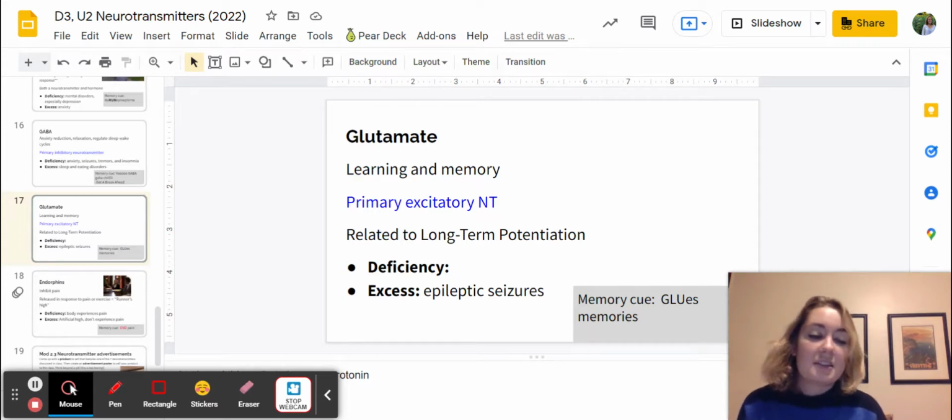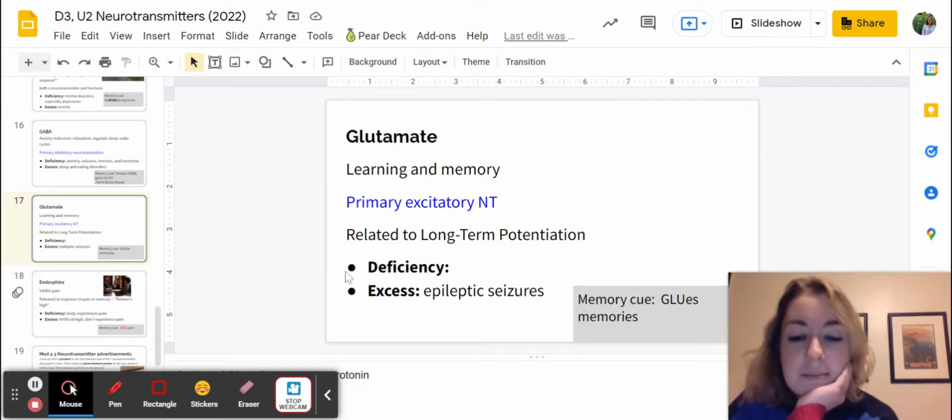So again, long-term potentiation is the idea that the more times you fire a neuron down the same pathway, the stronger that pathway gets and the faster it goes. And that's kind of the basis of learning, right? Because you're doing this, it's getting faster and better every time you go through it. So glutamate, it all makes sense that this is tied in with learning and memory. Don't really need to know deficiency, but too much, I don't really have a reason for this, but it's connected to epileptic seizures.